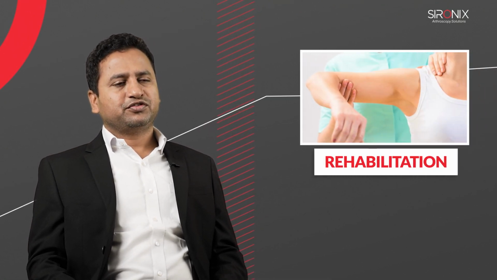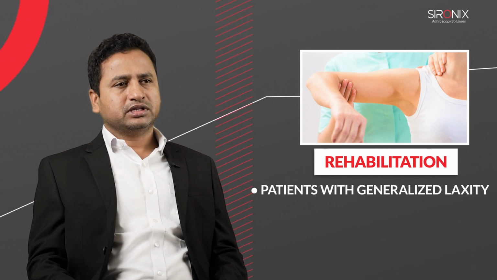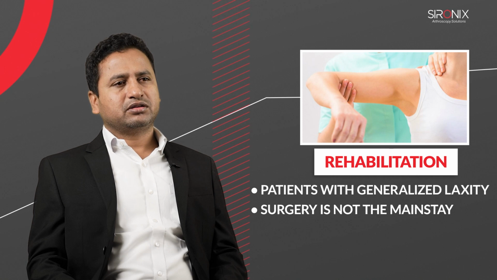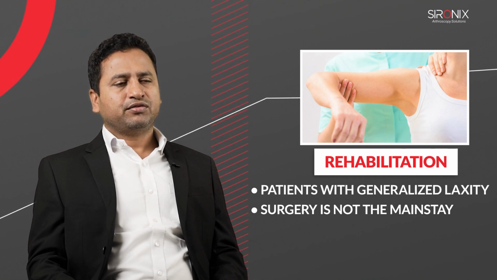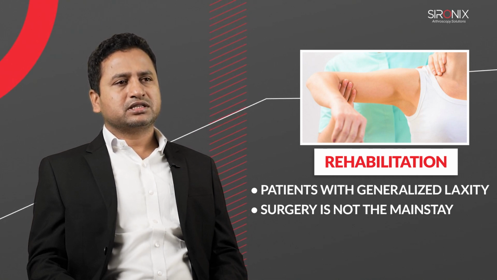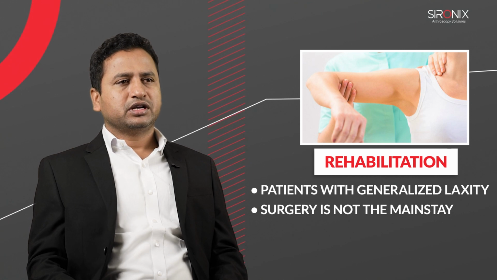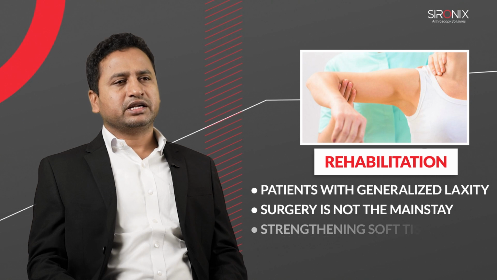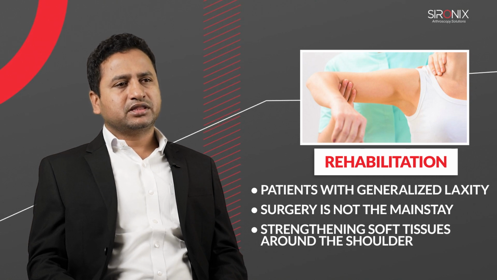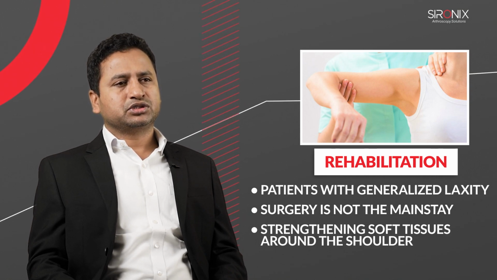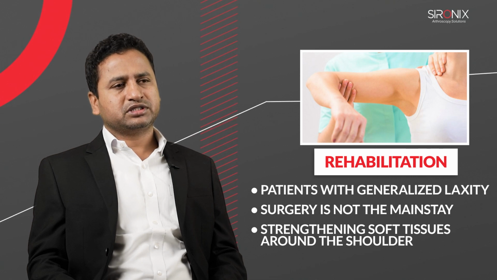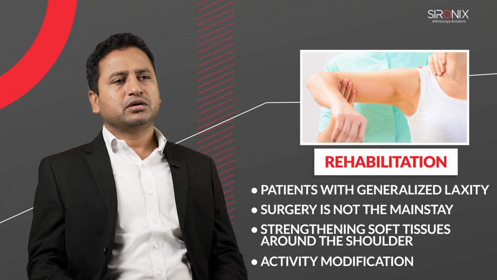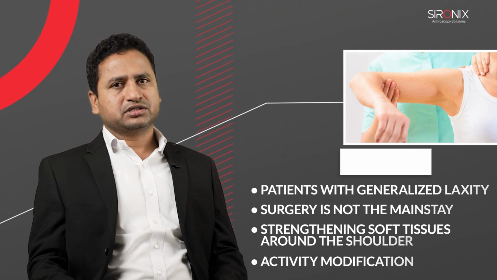Rehabilitation is reserved for patients who have generalized laxity. In these patients, surgery is not the mainstay of treatment. Often surgery in these cases can lead to failure. So, the main aim of treatment in these patients is rehabilitation, that is strengthening of the soft tissues around the shoulder. Also, these patients require activity modification in order to prevent further dislocations.